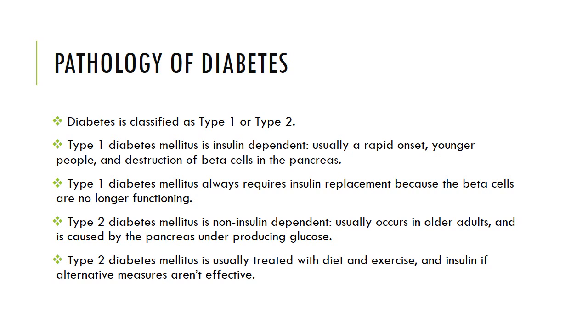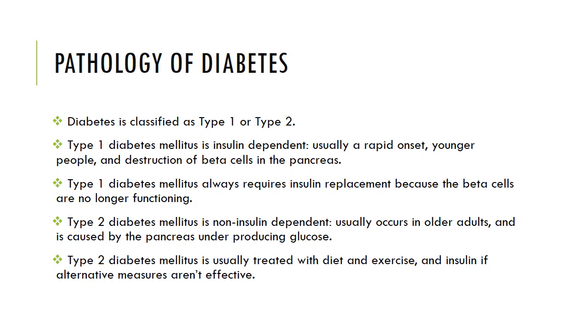First, we're going to talk about the pathology of diabetes. Diabetes can be classified into two groups, type 1 and type 2. Type 1 diabetes is insulin dependent, and it is due to destruction of beta cells in the pancreas. This is usually a rapid onset, and it starts at a younger age. Type 1 diabetes always requires insulin replacement because the beta cells are no longer functioning.